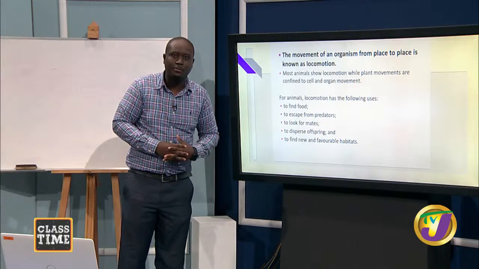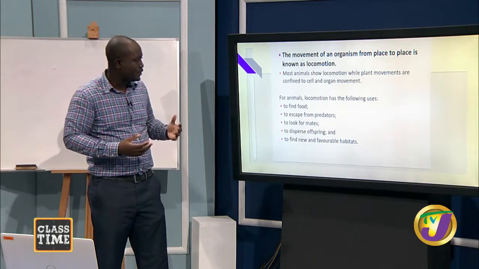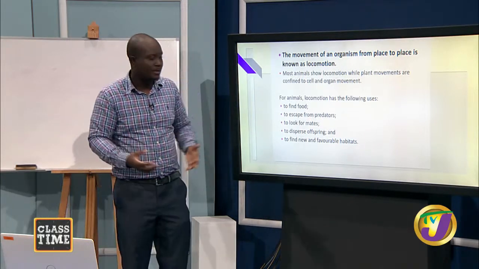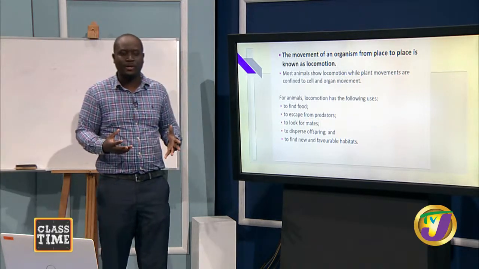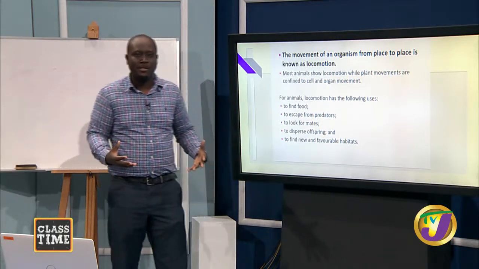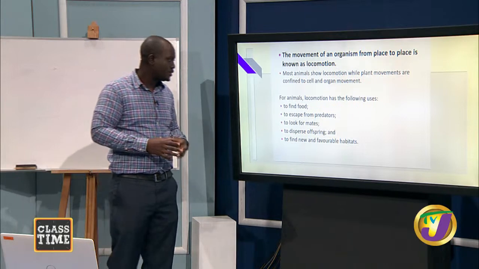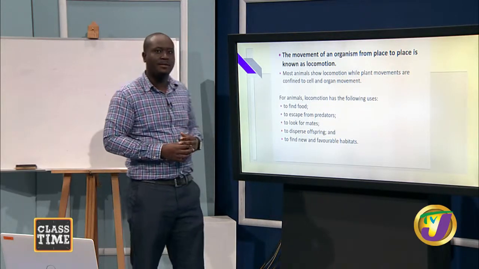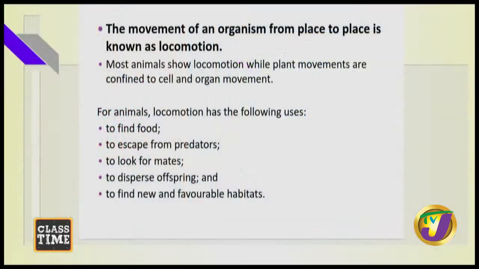Also, to escape from predators. No animals want to be eaten. So in the jungle, when predators are coming, organisms need to get away. To look for mates. Plants don't need to locomote in order for reproduction to occur. They have agents that do pollination. But for us animals, we have to locomote in order to find a mate. Also to disperse offspring and to find favorable habitats, like the birds that migrate during hurricane seasons and so forth. So these are the importance of locomotion in animals.